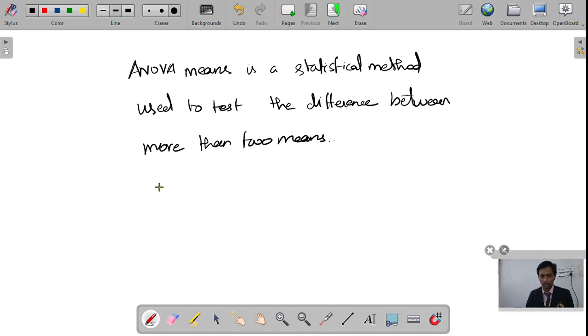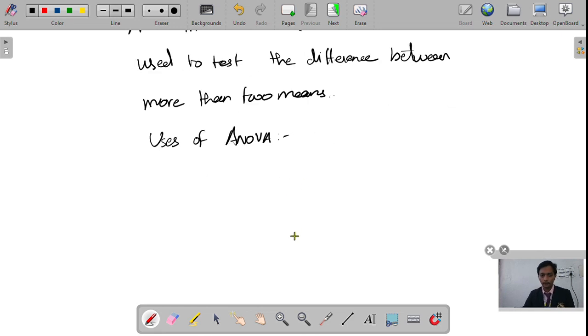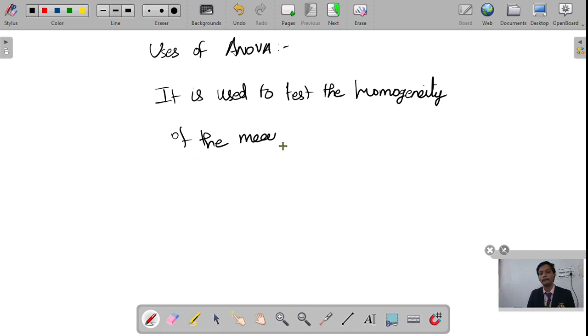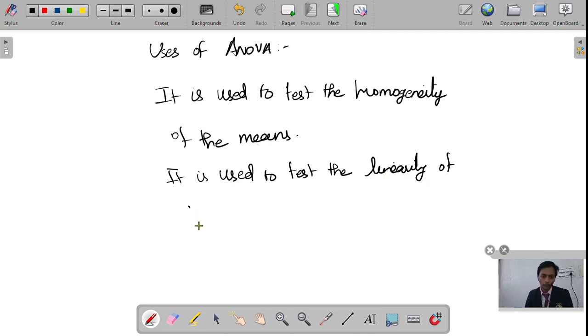The uses of ANOVA: it is used to test the homogeneity of the means on one side, and second, it is used to test the linearity of the regression lines. So these are the two uses of the ANOVA table.